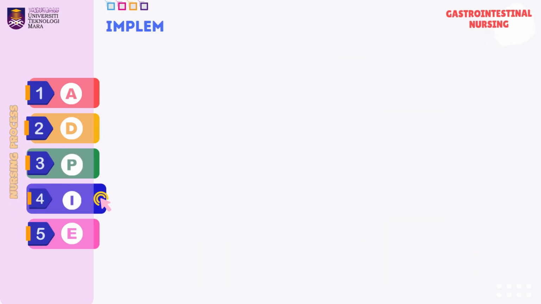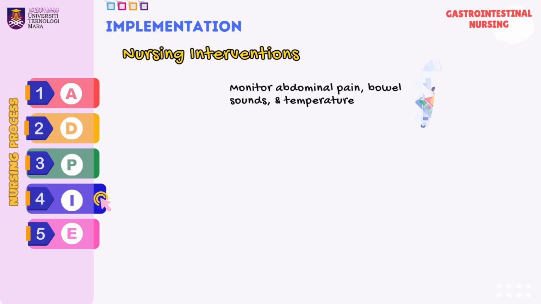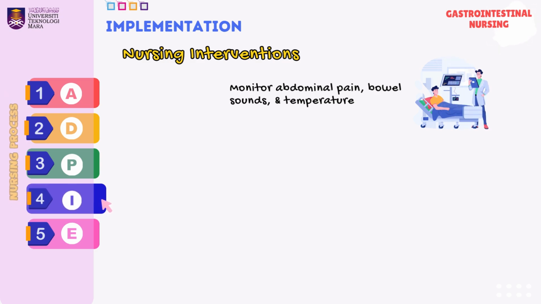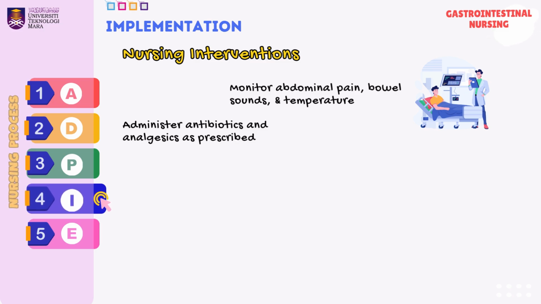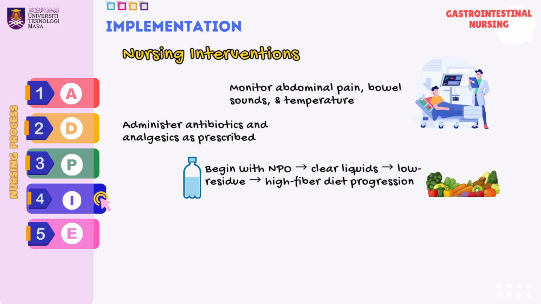To implement the care plan for Mr. Ahmed, we begin by closely monitoring his abdominal pain, bowel sounds, and temperature to track any changes. We'll administer antibiotics and pain medications as prescribed to address the infection and discomfort. Nutritionally, we'll start him on NPO status to rest the bowel, then gradually reintroduce clear liquids, followed by a low-residue diet, and finally advance to a high-fiber diet as tolerated.